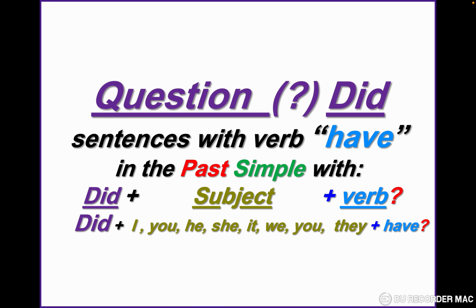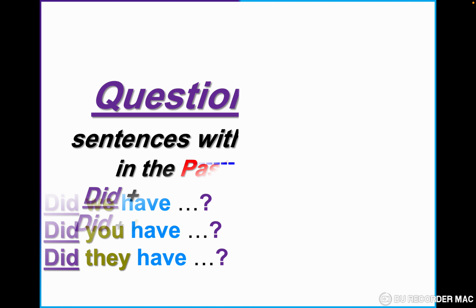The question. So did I have? If you write did I had, it's not correct. So did you have? Did he have? Did she have? Did it have? Did we have? Did you have? Did they have? Let's see it again.